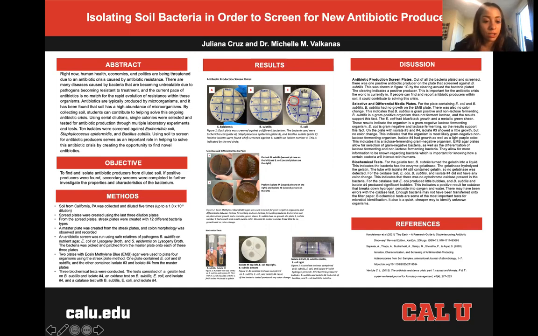After this, 2 plates with EMB agar were used to plate 4 organisms using the streak plate method. One plate contained E. coli and B. subtilis, split in half, one on one side, one on the other, and the same thing on the other plate, except with isolate number 4 and isolate number 3 from the master plates.